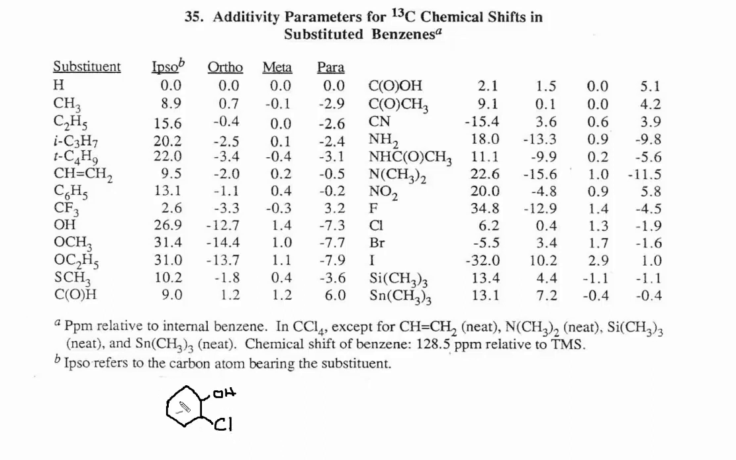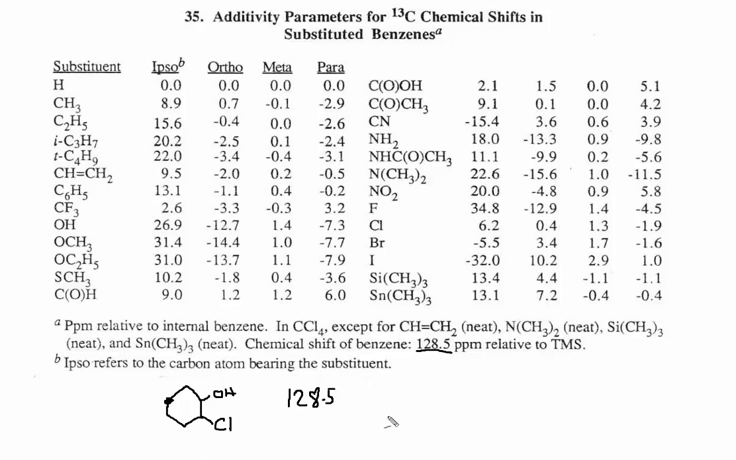And the question is going to be, what's the prediction for the chemical shift at this carbon here that I'm showing with a black dot? What would be the chemical shift there? Well, there's a calculation that's done. You start at this carbon and you say the base number is 128.5. And that's what it would be if this were just benzene and had no substituents.